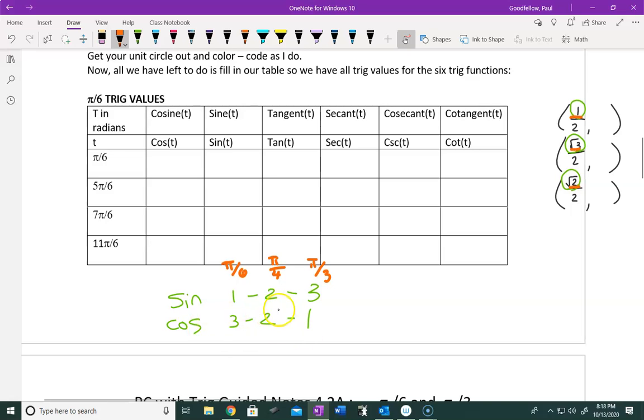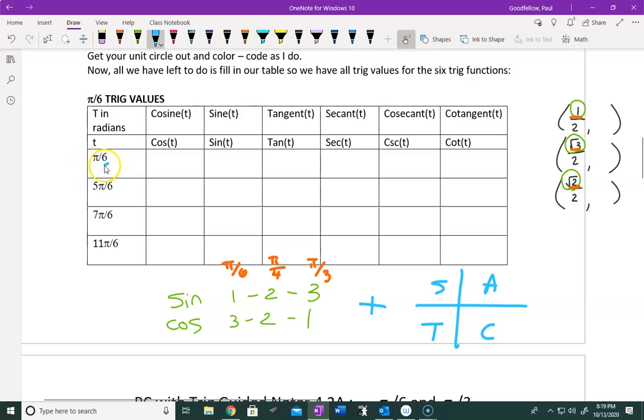Now, this is a really easy thing to remember, and I'll show you how to use it in just a second. And then the last concept is you would use this in conjunction with ASTC, because you've got to get the sign right. And this tells you exactly what the signs are supposed to be in each individual quadrant. All right, now let's put this to reference so you can see how to fill out your chart.